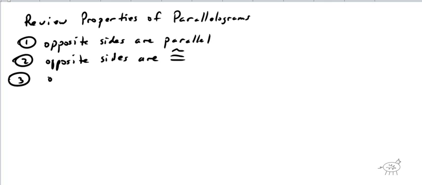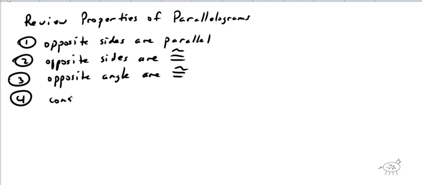Third, opposite angles are congruent. Okay, and then the fourth one, which you might remember, maybe not, but this is actually super, super important as well. But consecutive, which means one after the other. Consecutive angles are supplementary.